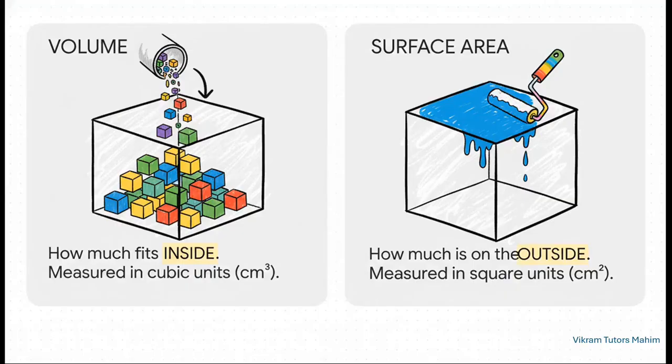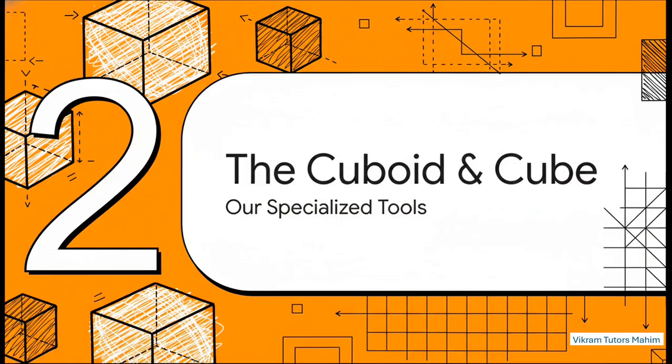So here's the absolute key takeaway, the thing you've got to remember. Volume is all about the inside, the capacity, and we measure it in cubic units. Surface area is all about the outside, the covering, and we measure that in square units. Inside versus outside. Nailing that difference is everything. All right, basics are down. We've got our toolbox. Now let's pull out some specialized gear.